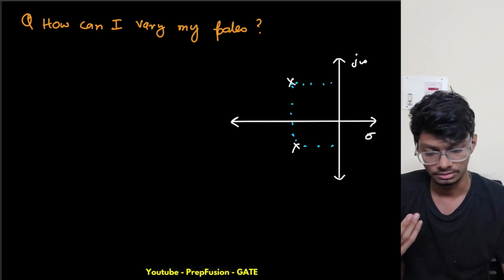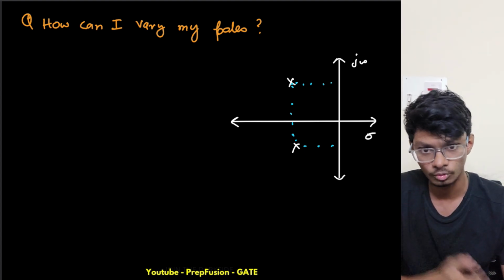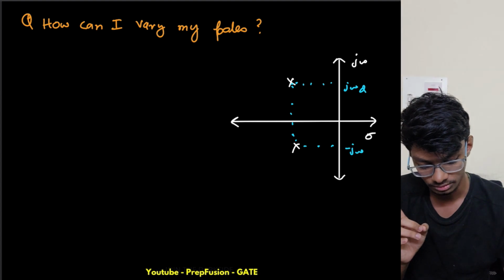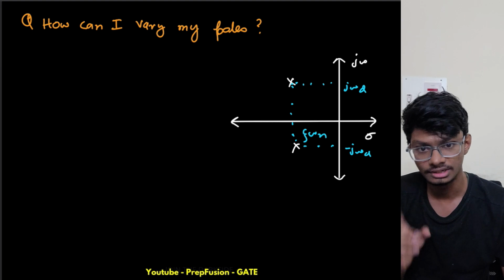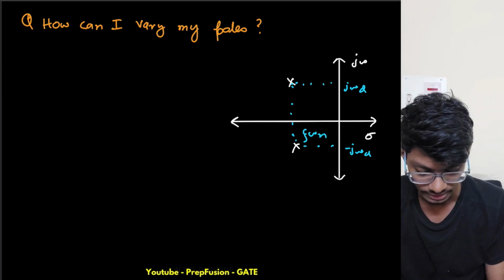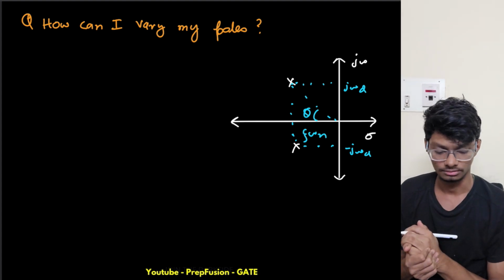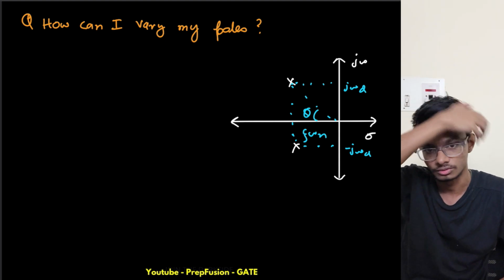So how can I vary my pole? What are the things that define this pole location? One is this j omega d, and another one is my zeta omega n. Is there anything else? There is also this angle theta. This can also define my pole. So omega n I can write in terms of zeta and omega d.